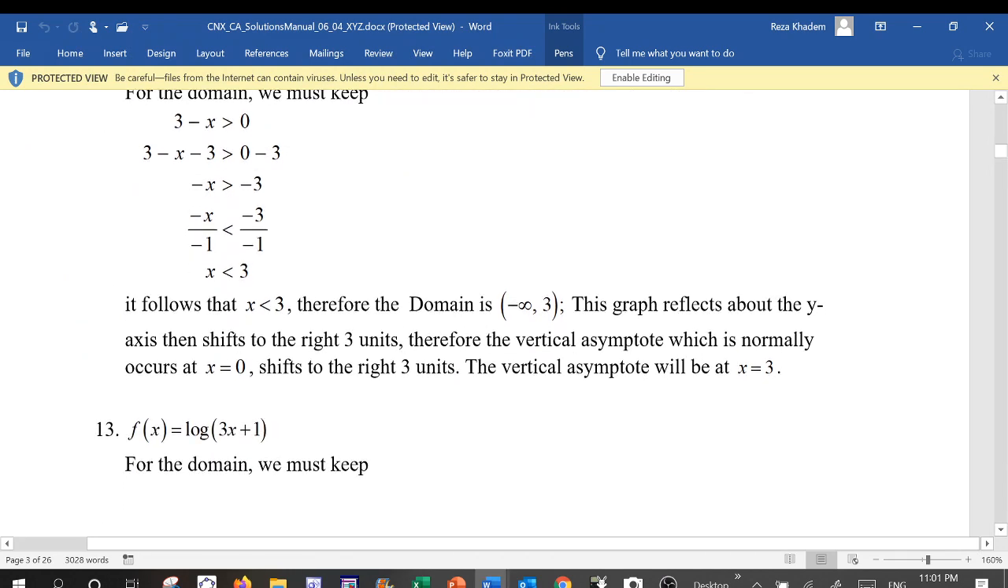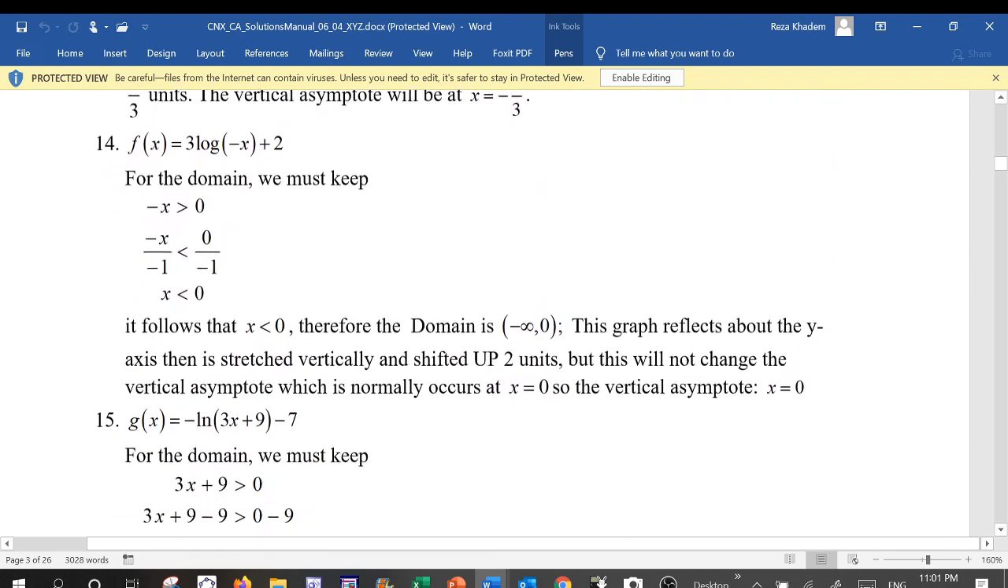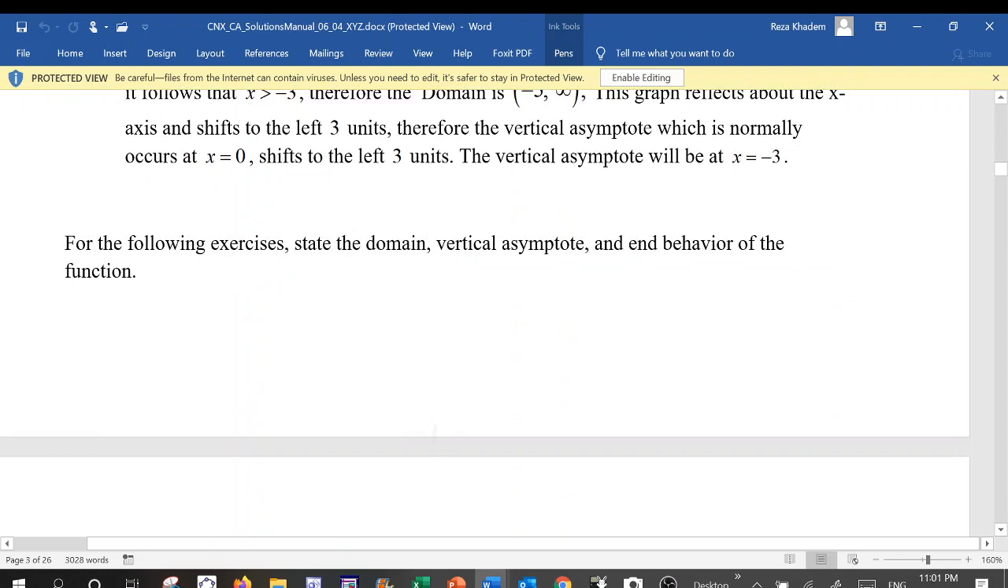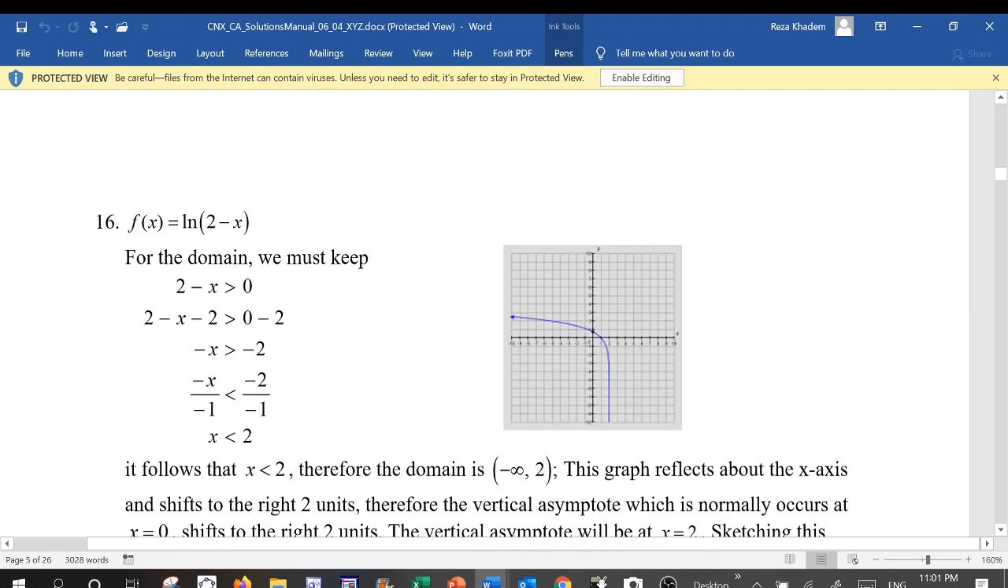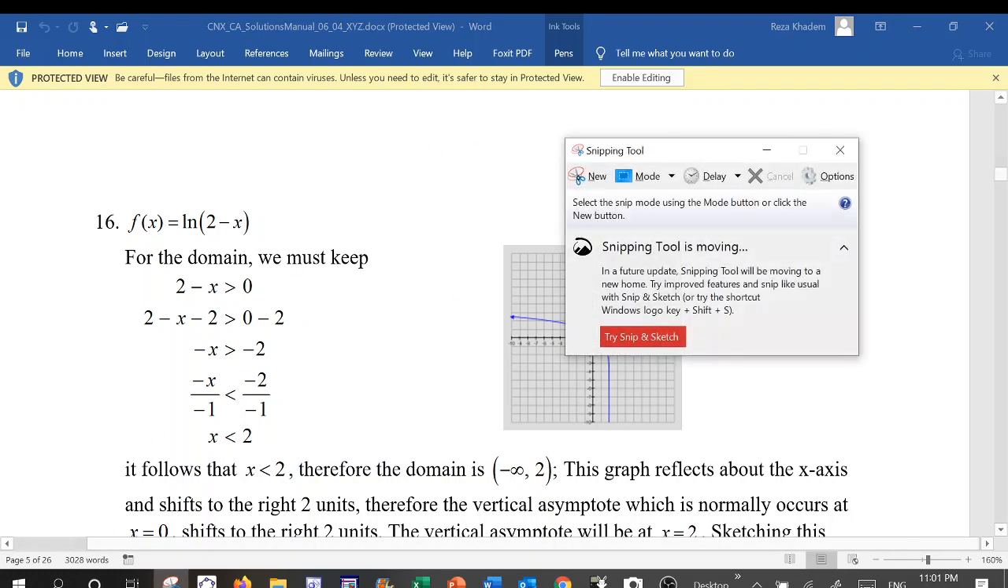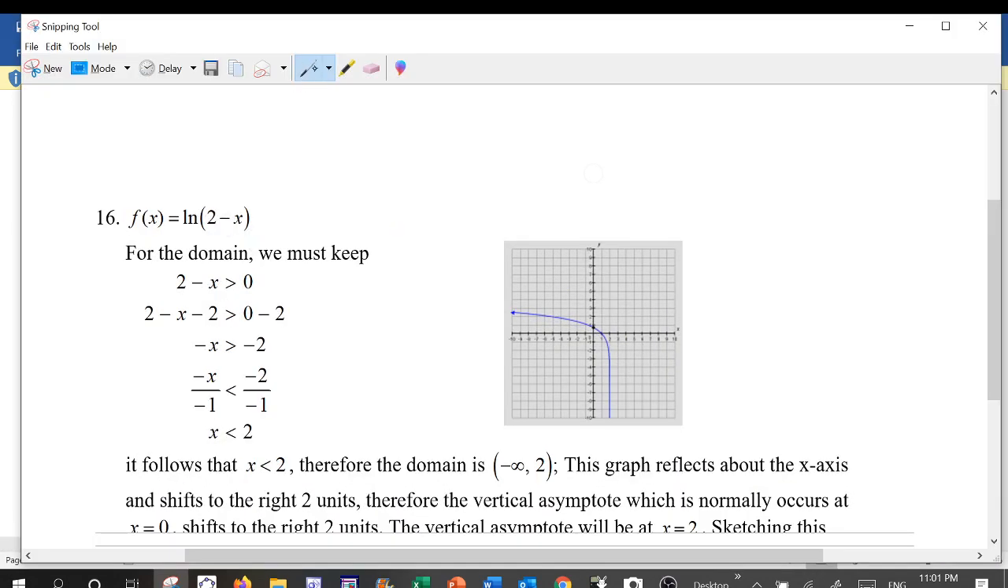So let's see. Let's do the next number. Here it says, for the following, state the domain, vertical asymptote, and end behavior of the function. Well, let's look at it, and we can actually graph it as well. So again, the domain of this function would be x less than 2. So it's from negative infinity to 2. That's the domain, right?